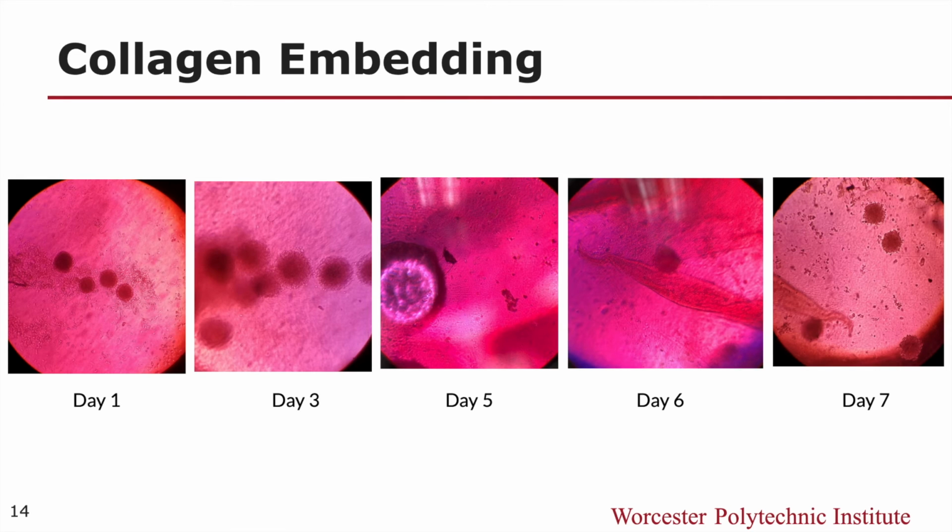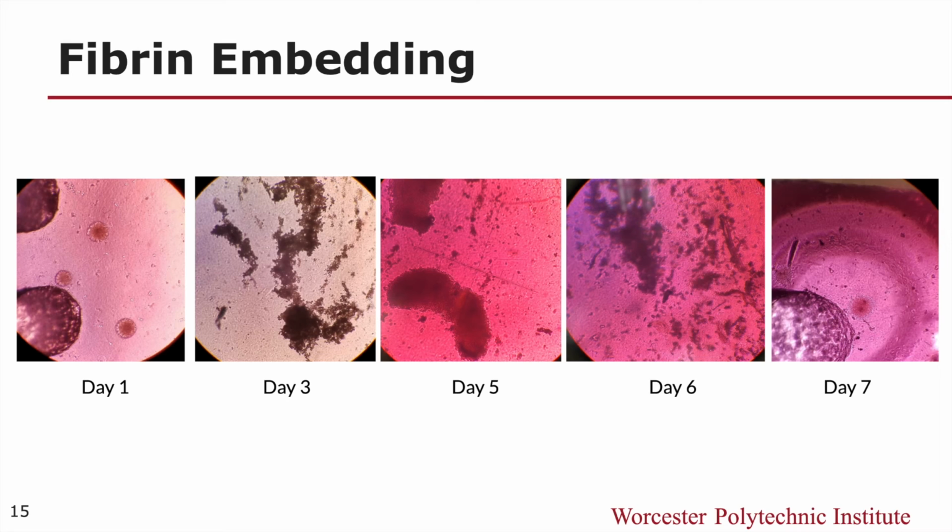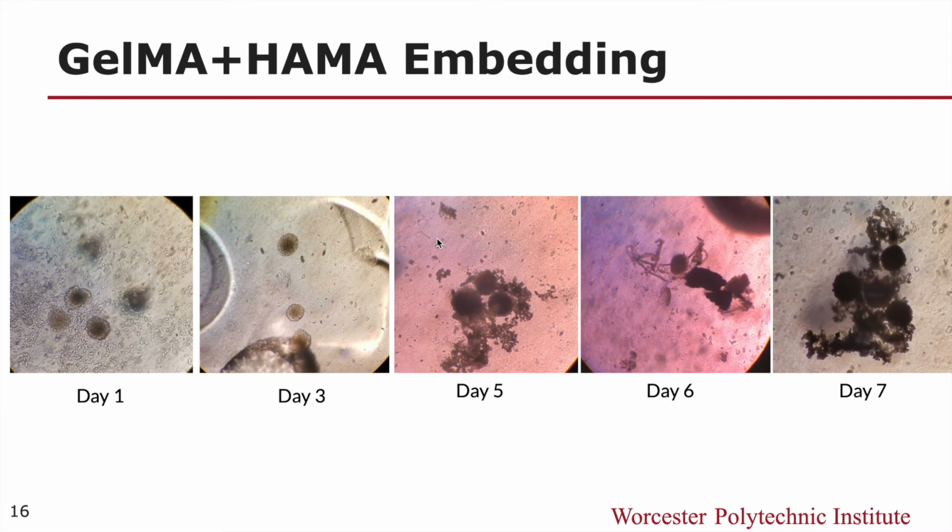So here you can see the results of embedding aggregates into a collagen gel for 7 days, and we were surprised with this one because it's so similar to fibrin but did not have any cell migration or any sign of suspected cell death. When we embed aggregates into fibrin on day 3, we saw signs of cell migration. After embedding aggregates into the JAMA HAMA co-gel, we saw signs of migration on day 5.